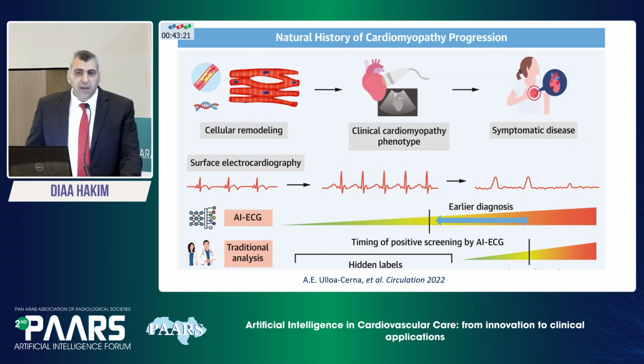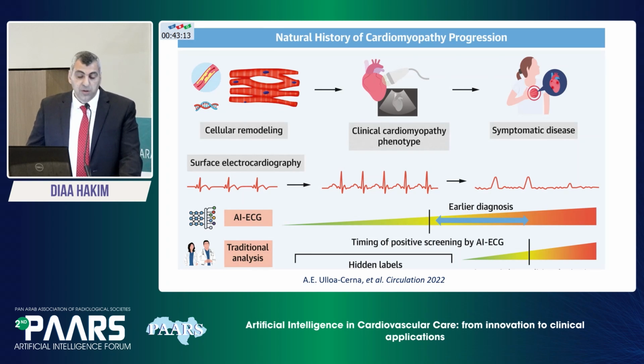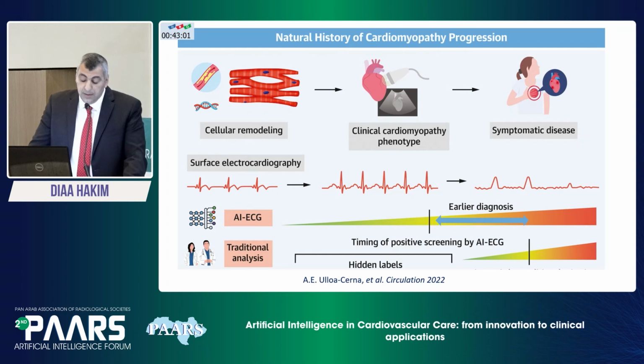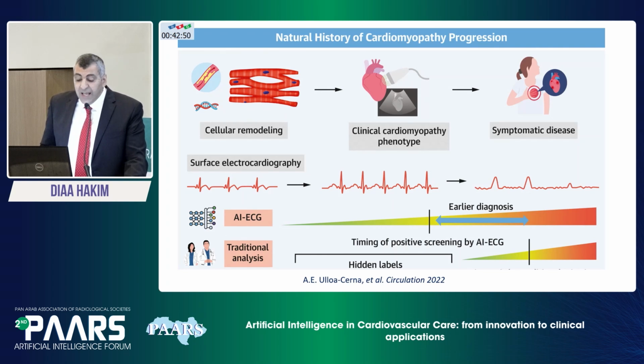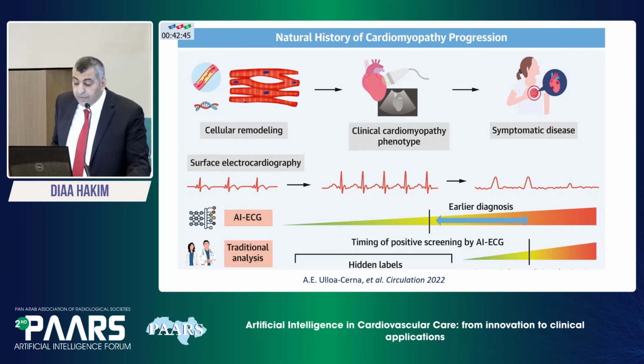One of the best examples of that is using ECG-enabled programs or models to detect paroxysmal atrial fibrillation from the baseline EKG. But more than this, extending the ECG model to detect cardiomyopathies and pathologies in the form of cardiomyopathies or depression of left ventricular function before the disease happens. So we are training the program to detect the anomalies at the cellular level, at the cellular remodeling level, before the clinical cardiomyopathy phenotype or the symptomatic disease.